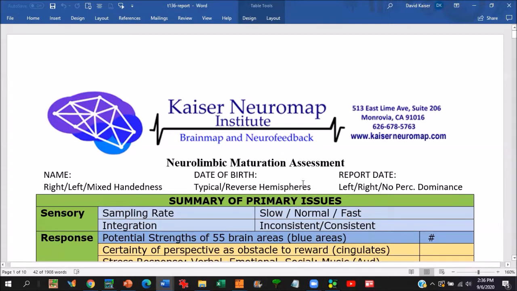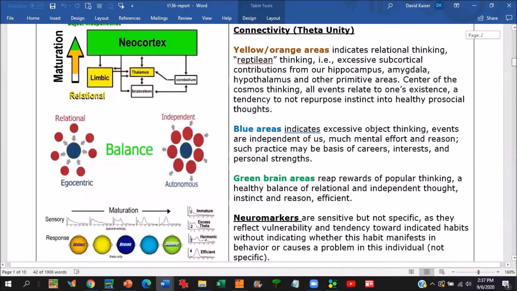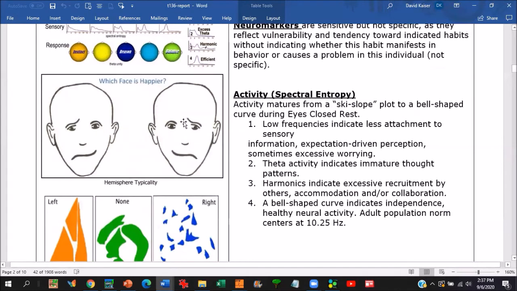So how do we find out if you have typical or reverse hemispheres? If we're doing it on the computer across Zoom or some communication system, we ask which face is happier here. It's a quick and dirty test. It's not going to be 100% accurate. We would like them to say this face is happier, because that means their emotional expressions are being perceived and understood in the right hemisphere, because the right hemisphere controls your left visual field. This is the sad eye, this is the happy eye, and that's why we expect them to say this is the happier one.